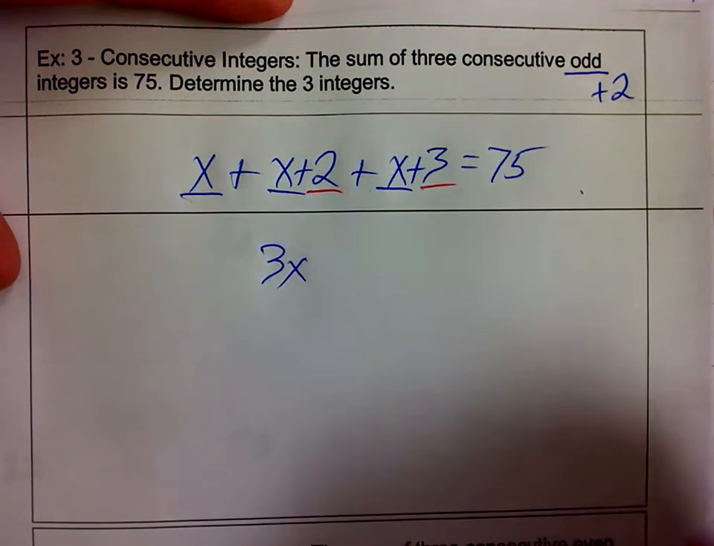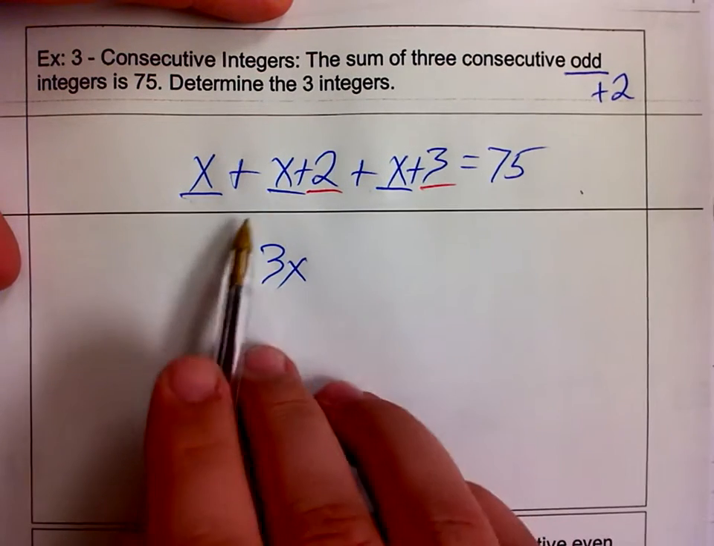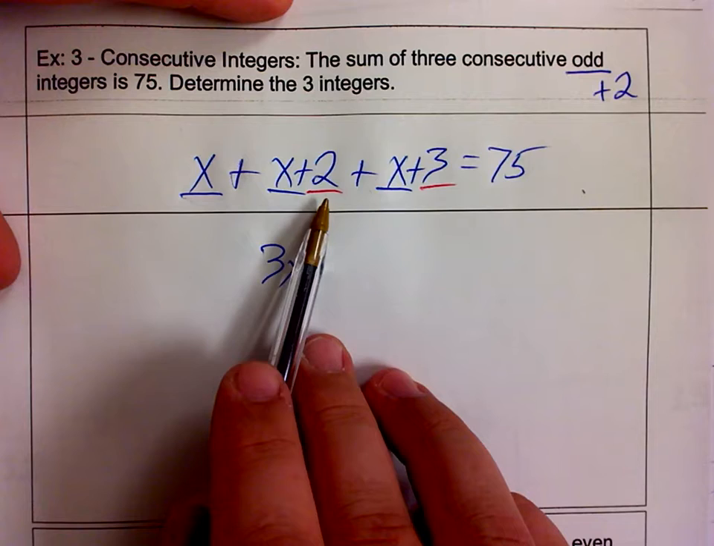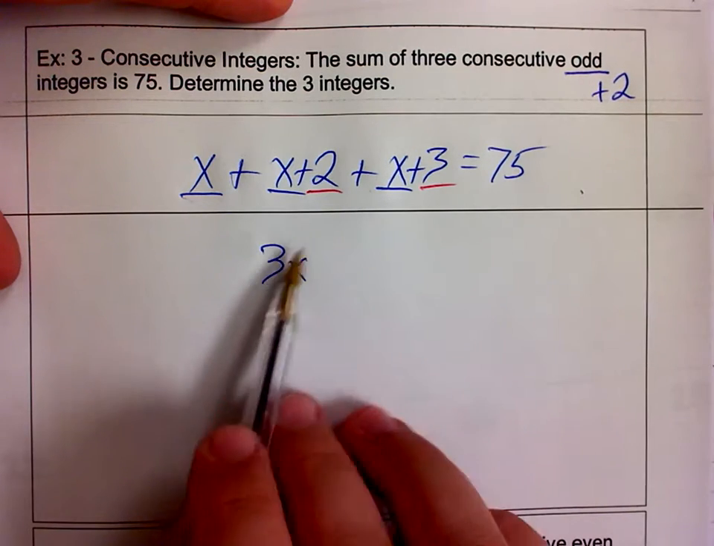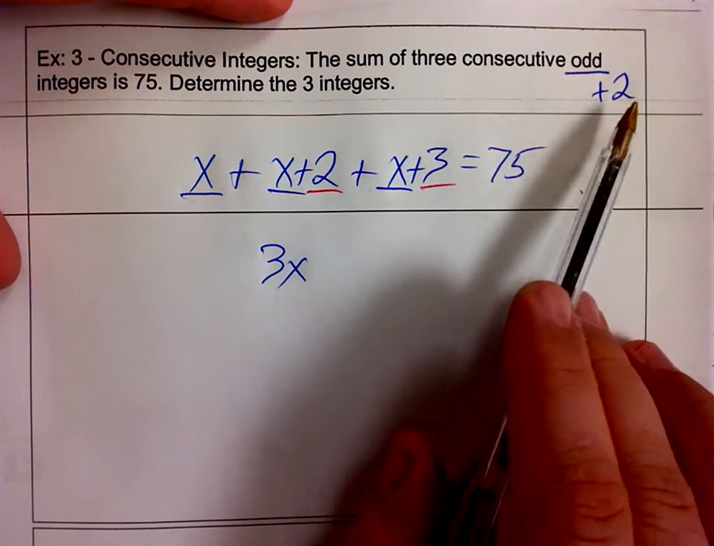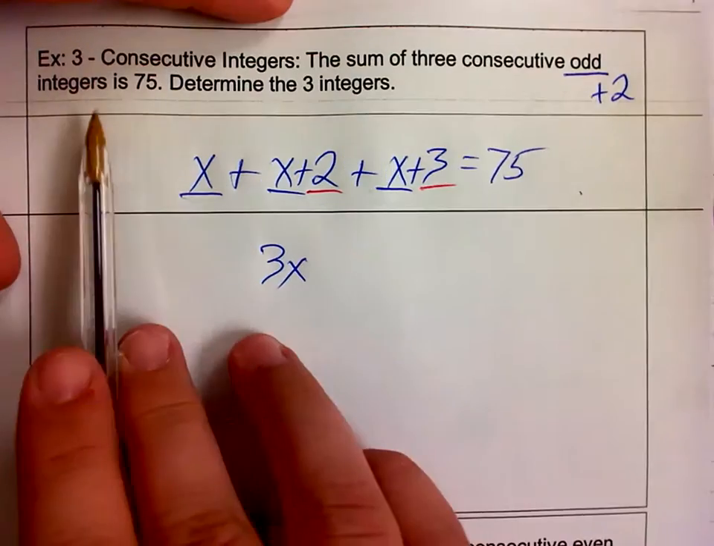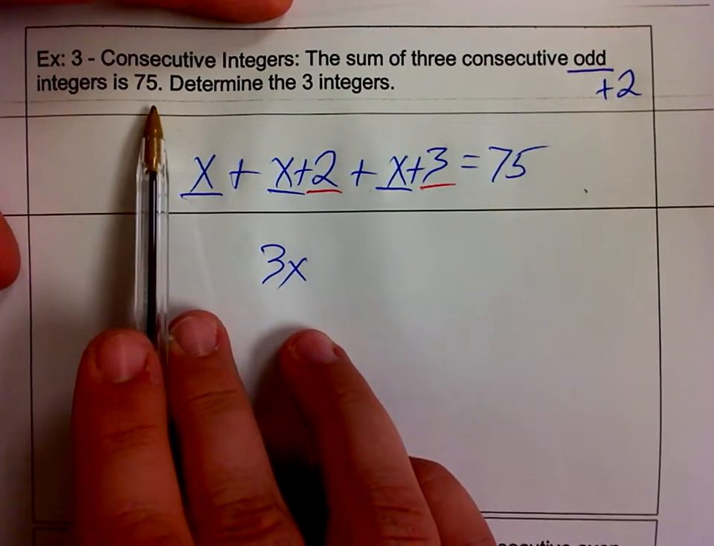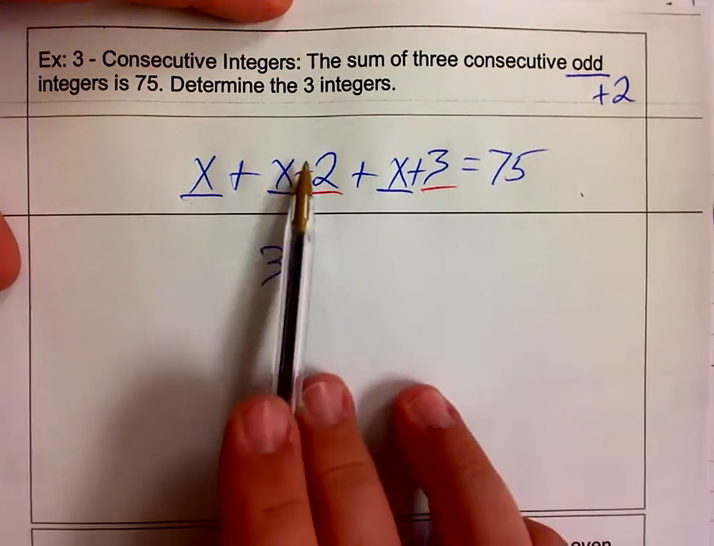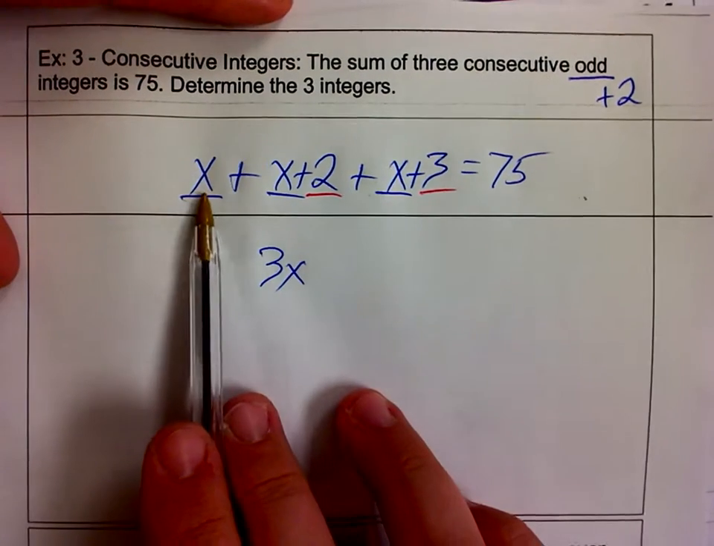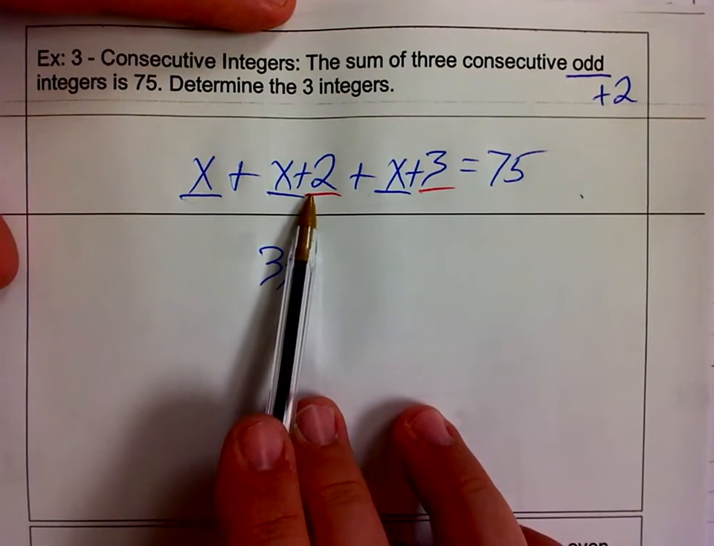Which actually, this is going to be an error on my part, because, well, things like this happen. Luckily enough for us, we were able to catch it right now. We're trying to find the three consecutive odd integers that add up to 75, so we're supposed to be adding 2 each time. If you take a look, we go from x to x plus 2, we did add 2.